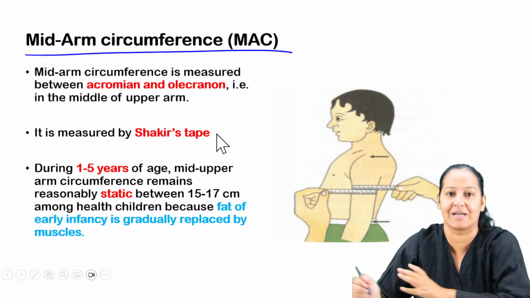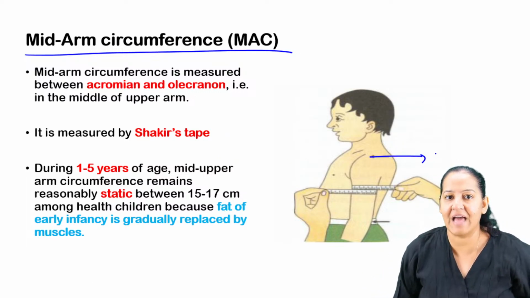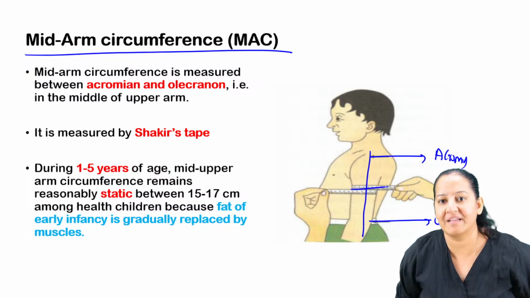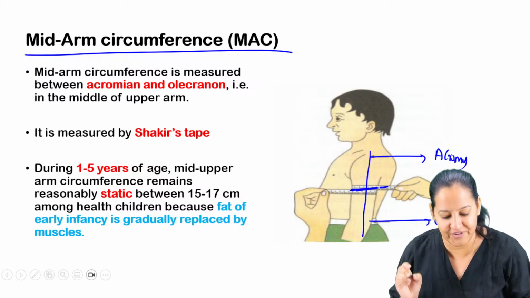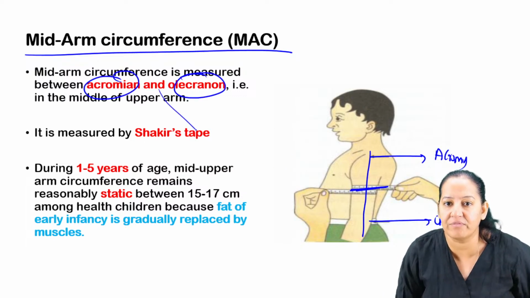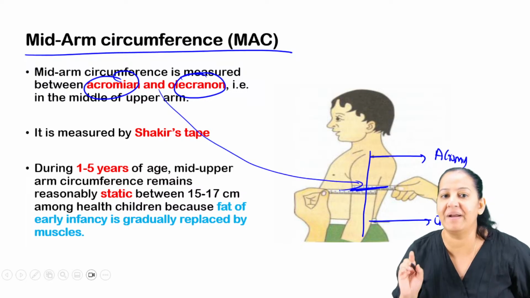That is mid-arm circumference. So here we are taking the acromial process, and here we are taking the olecranon process, and we are taking the midpoint of that. That is mid-arm circumference. Learn the level. The level is important. It is the center of the acromial process and olecranon process. So this is known as mid-arm circumference.